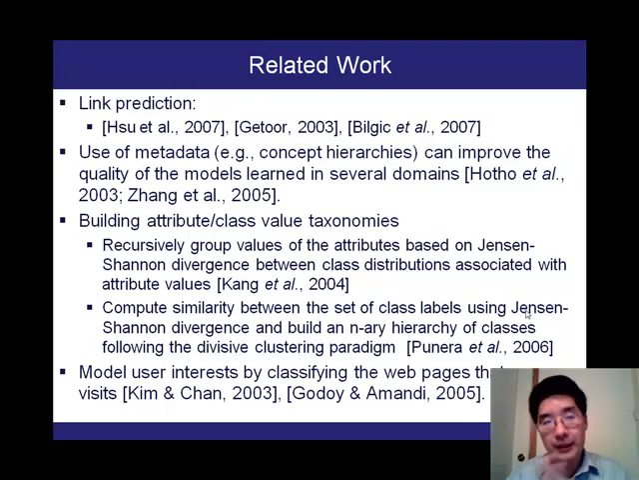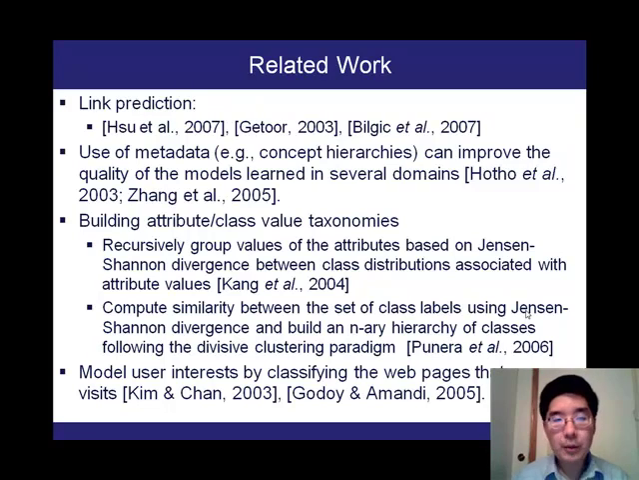In 2009, in the AAAI Spring Symposium on Social Semantic Web, we have stronger results that do look at numerical-based, ontology-based features. This also extends work by Lisa Couture and by Bilgich on link prediction, and applies the use of metadata through concept hierarchies to improve the quality of models learned in this social network domain and in other domains such as explored by Hotho and by Zhang.